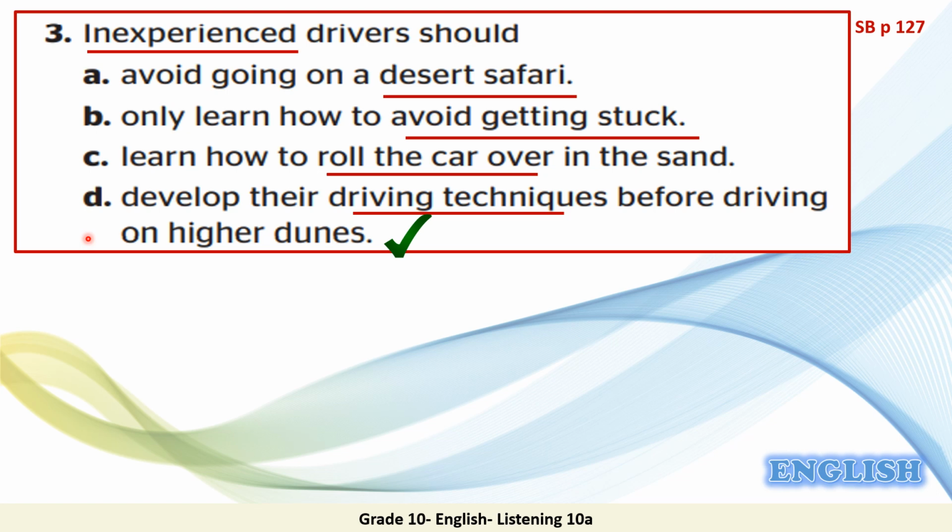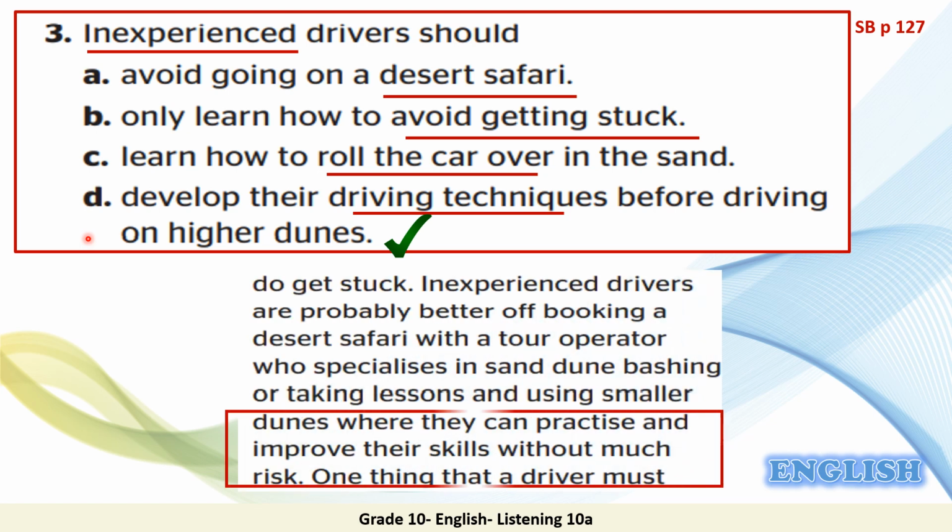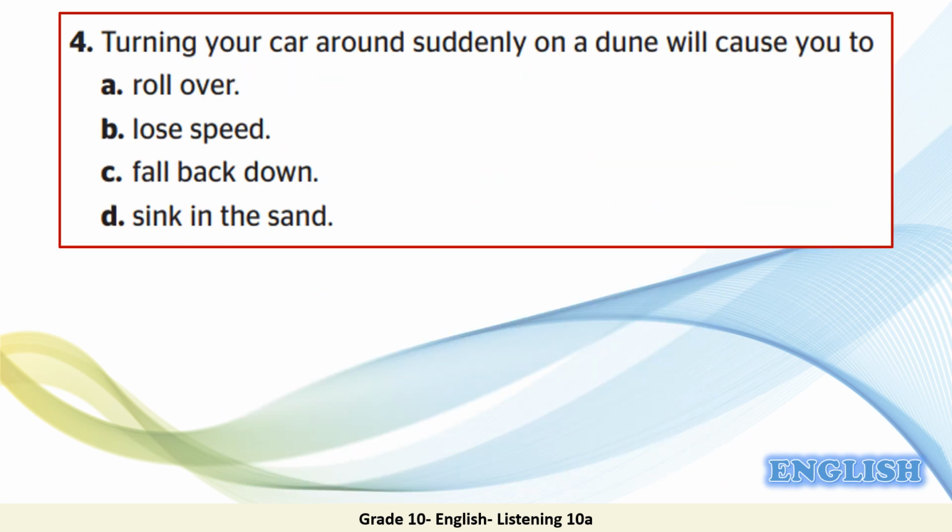Let's check the extract where we can find the answer. As you can see right over here, they can practice and improve their skills without much risk. Question 4. Turning your car around suddenly on a dune will cause you to roll over, lose speed, fall back down, or sink in the sand. Pause, read your notes, and make a choice.